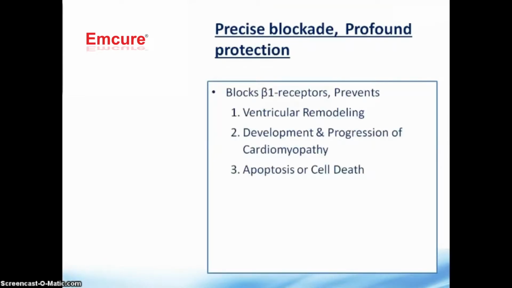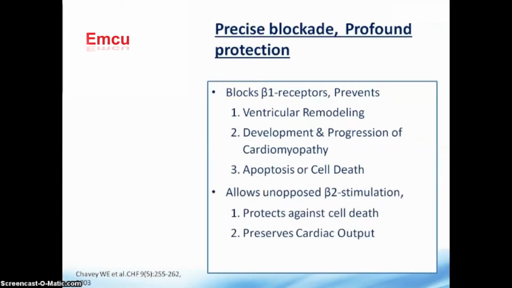So, we go on now. The S metoprolol blocks beta 1 receptors. It prevents ventricular remodeling, prevents development and progression of cardiomyopathy, and prevents apoptosis, or cell death. So, it is precise and it offers profound protection. It allows unopposed beta 2 stimulation, which has a beneficial effect, protecting against cell death, that is apoptosis, and it preserves the cardiac output. So, these are precisely the benefits offered by chirally pure S metoprolol.